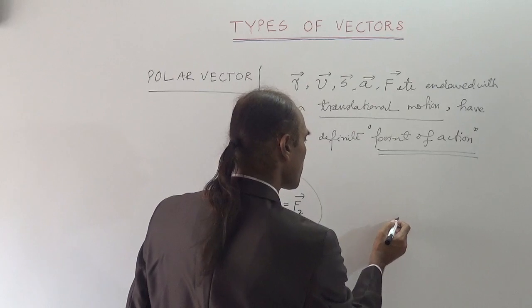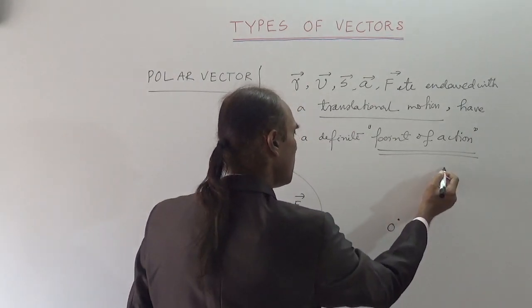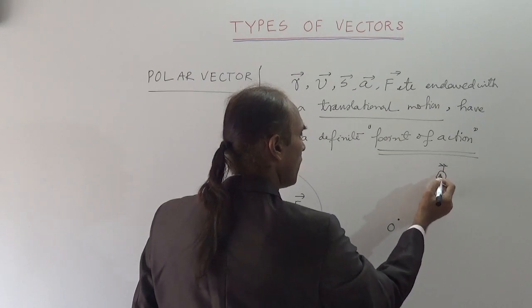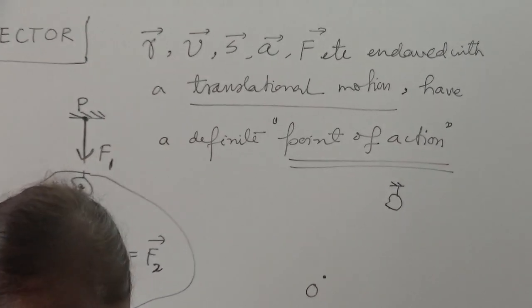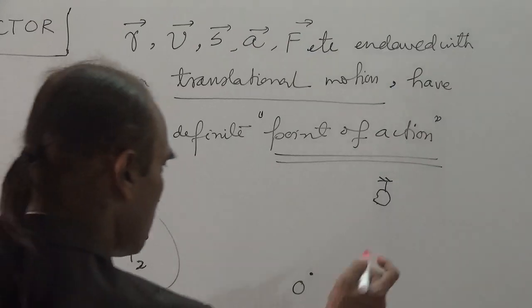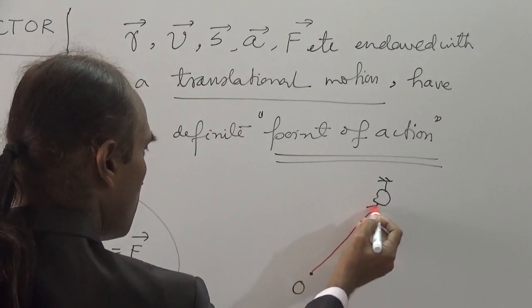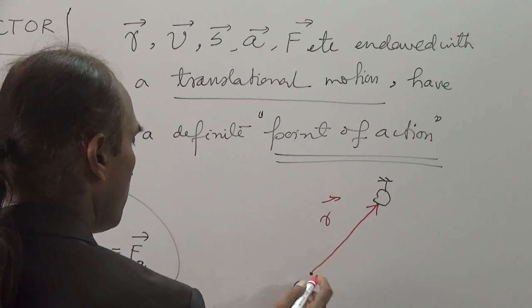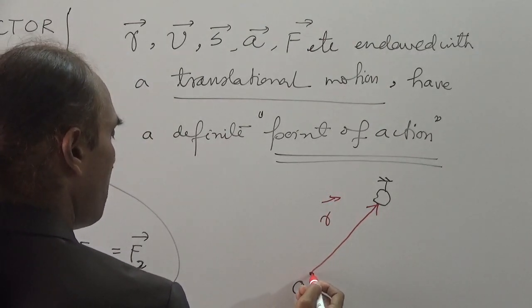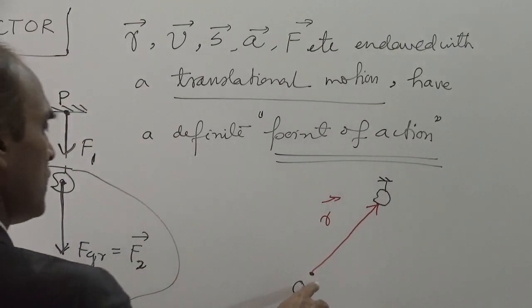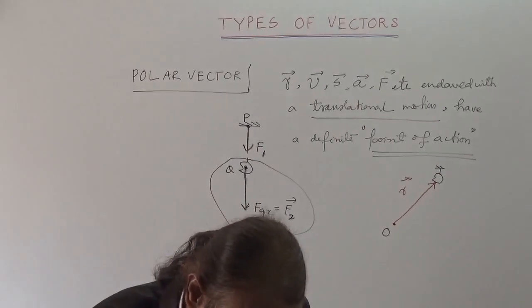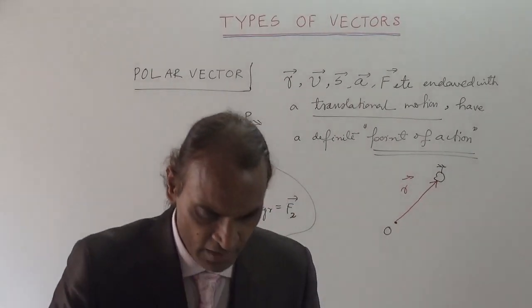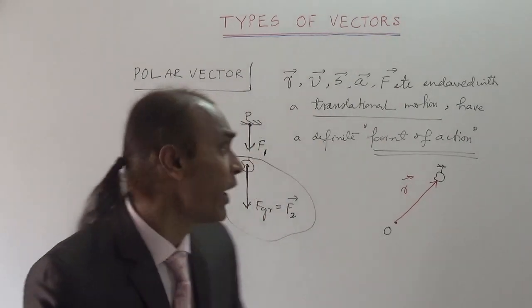Similarly, with respect to this origin, this mango has this position given by a position vector. The position vector is acting at this point. This is the beginning, this is the end of the position vector. So this is the point of action, a definite point of action. Therefore, position vector is a polar vector. So polar vectors are the vectors having a definite point of application.